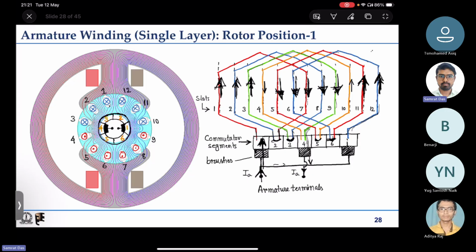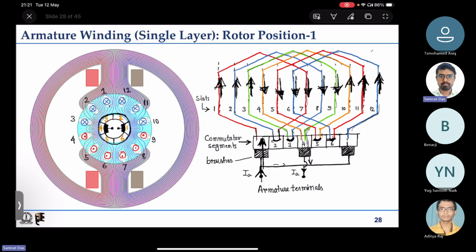This is how it will come back. Then it will be shorted at commutator segment 5, again it will go to the orange one, it will come back to the orange one on the other side, and it will come back here, and that is the other Ia by 2.